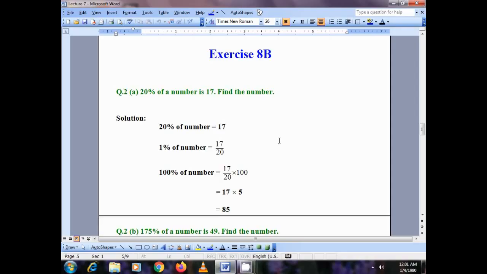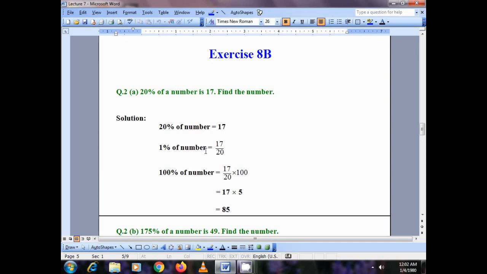Exercise 8b, question number 2. 20% of a number is 17. Find the number. Now in this question, we will find a required number whose 20% is 17. So let's start from the given data in the question, and that is 20% of a number is given as 17.